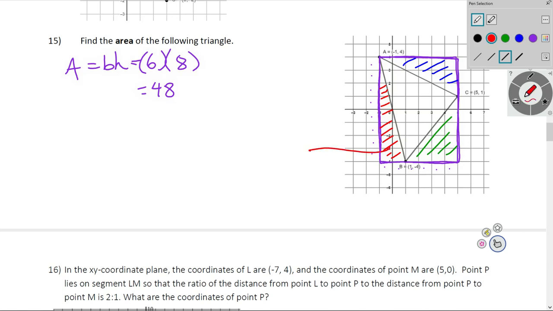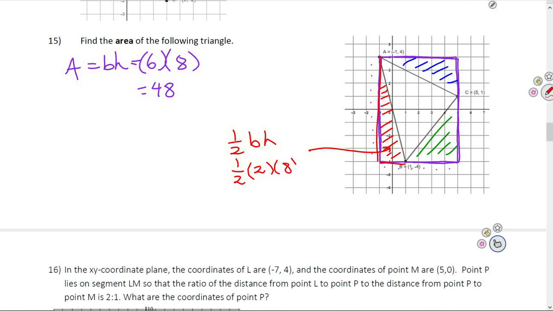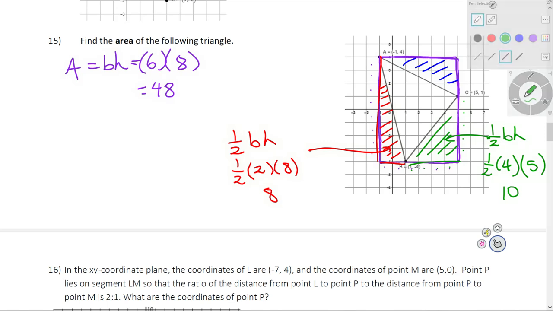Okay, now these are all triangles, and triangles have an area of 1/2 base times height. For this one, the base is 2, and the height is 8. So half of 2 times 8 is going to be 8. So this area here is 8. I'll take that away. This green negative space, again, is a triangle, 1/2 base times height. The base is 1, 2, 3, 4. And the height is 1, 2, 3, 4, 5. Half of 4 is 2 times 5 is 10. And so this area here is 10.